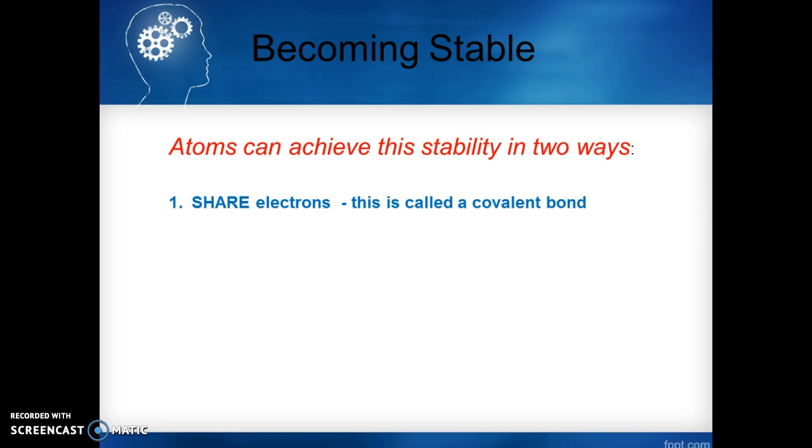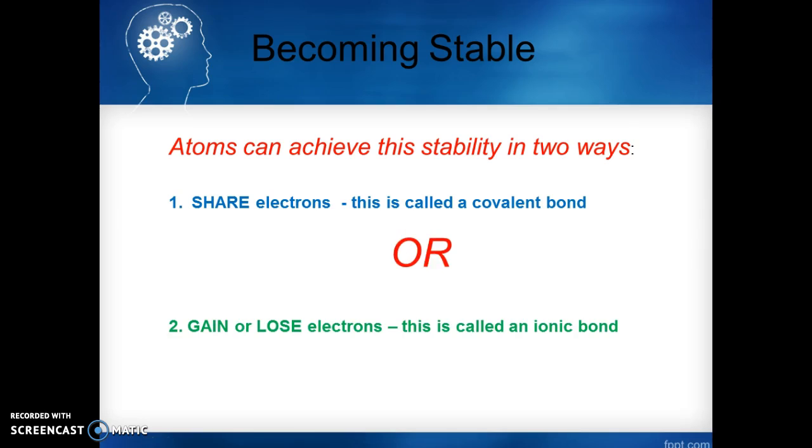So again, atoms can achieve this stability in 2 ways. Sharing. This is called a covalent bond. You can remember that by co as in cooperation, covalent. Or electrons will be gained or lost to meet that 8, and this is called an ionic bond. Okay, more to come on this shortly.